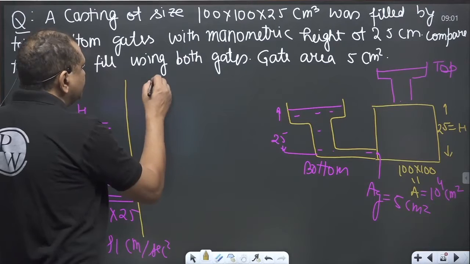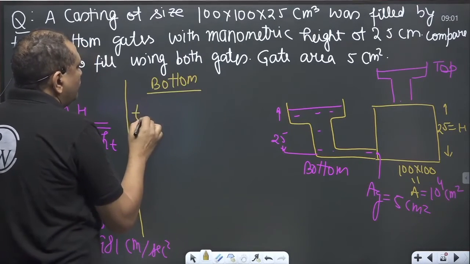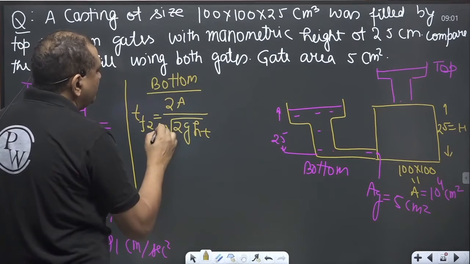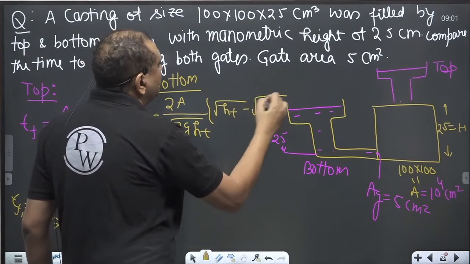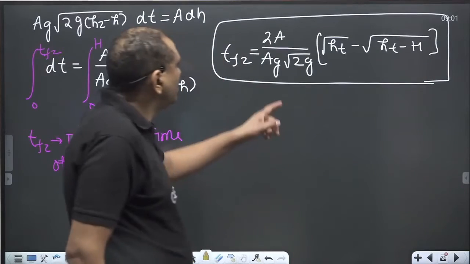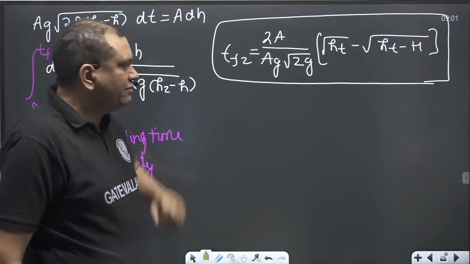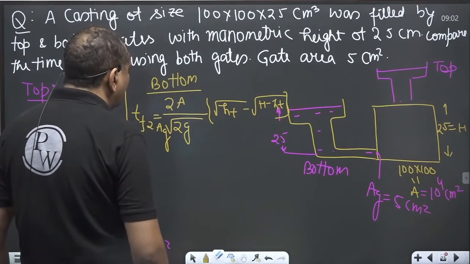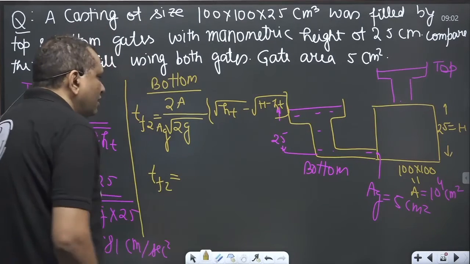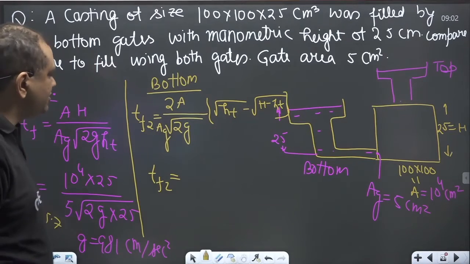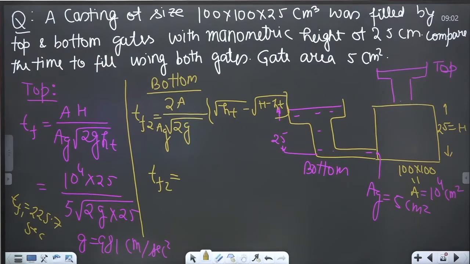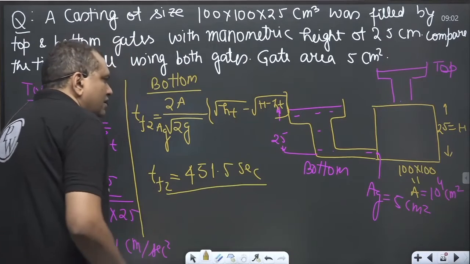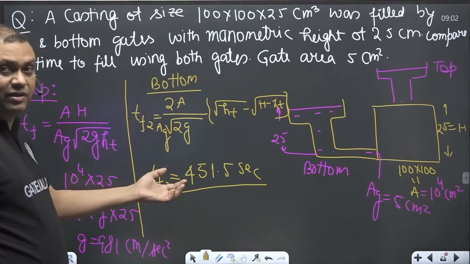Now, the bottom gating system. What is the formula that we have derived? Twice A root of 2g Ht over A_g times (root of Ht minus root of (Ht minus H)). Now you know everything. Put the values here and let us see what you get. You will get 451.5 seconds. This is the time to fill the mold using the bottom gating system.